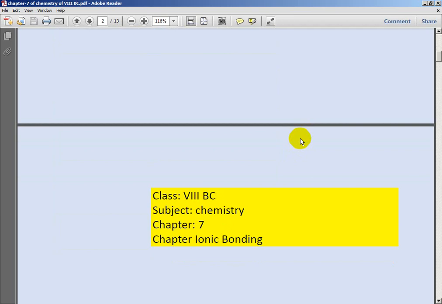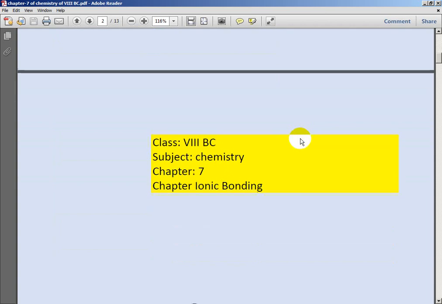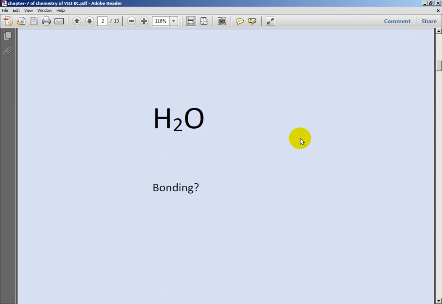Today's topic: ionic bonding, chapter 7. Okay, look, this is water, H2O. What type of bonding is here? Why is this here? Two hydrogen atoms, one oxygen atom.